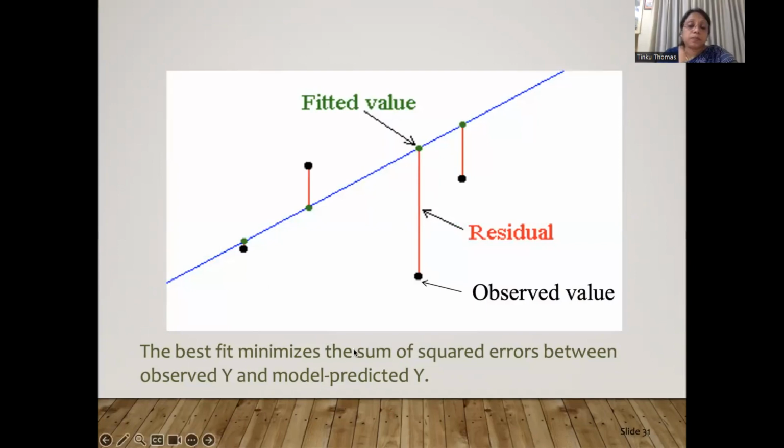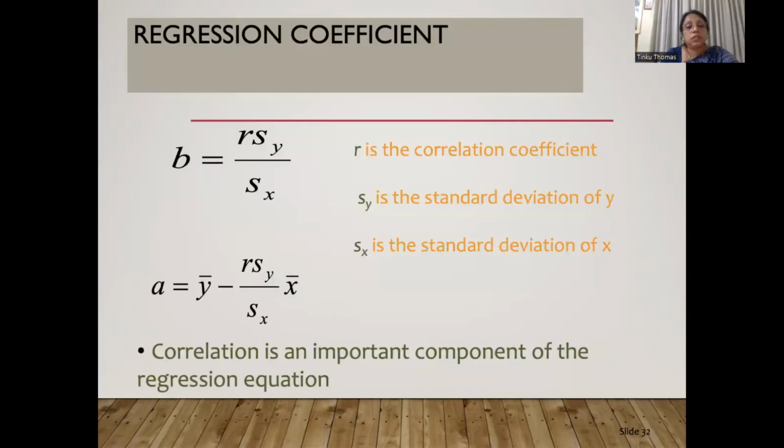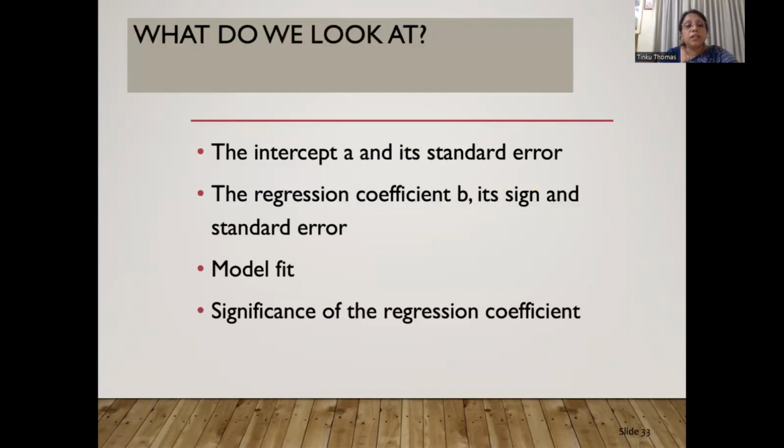And the best fit minimizes the sum of squared errors. Error, in this case, is the residuals between the observed and the model predicted y values. That is these green dots. So that is what linear regression does. Here you can see the formulae for the regression coefficient, and you can see that the correlation coefficient is a part of that formula.